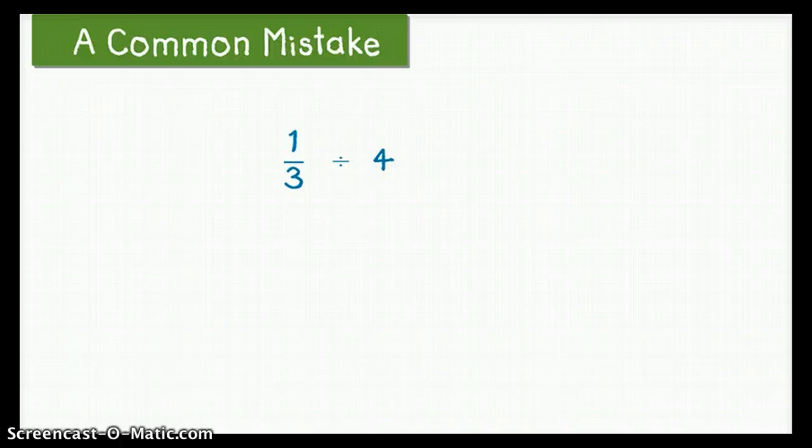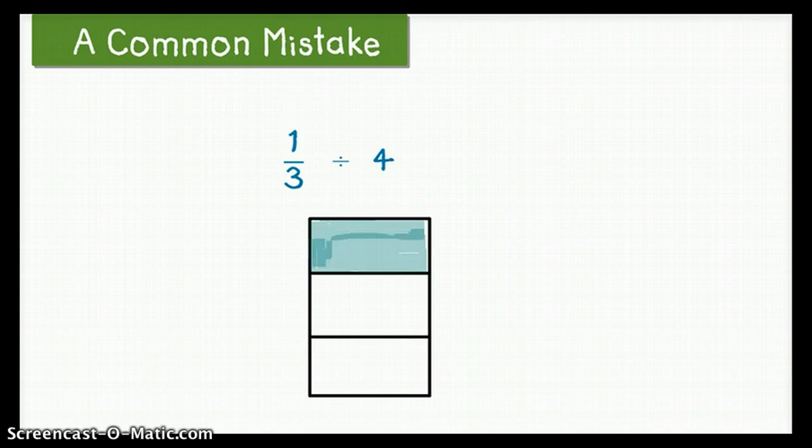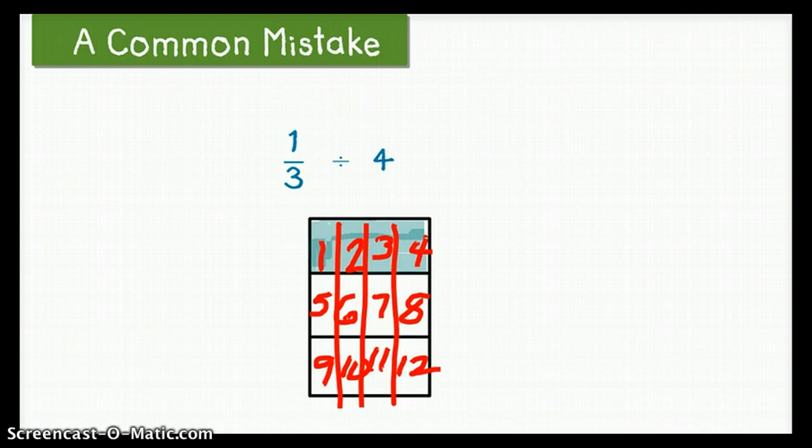Now, a common mistake for this same problem, 1/3 divided by 4: again, we start out with our 1/3. After dividing it into 4 parts, we need to remember to look at the entire whole, which means we're looking at the new parts of the entire rectangle, and we see that we've gone all the way from 1 to 12 new total parts, which is how we get our denominator of 12. We're not just looking at the shaded part for our denominator.